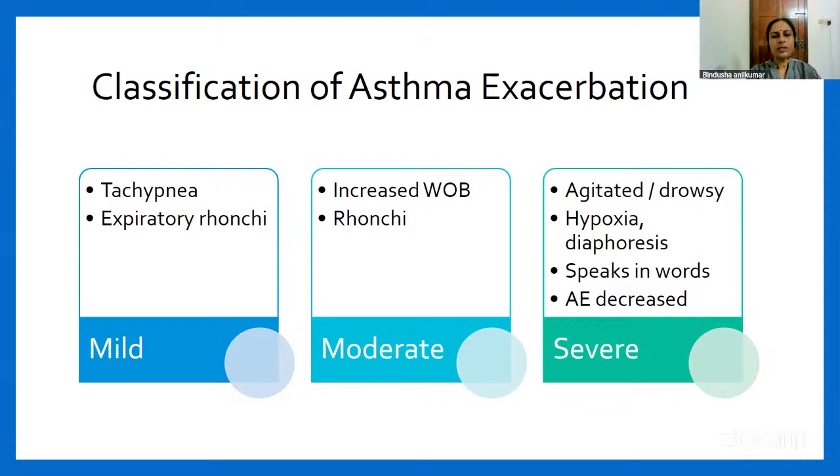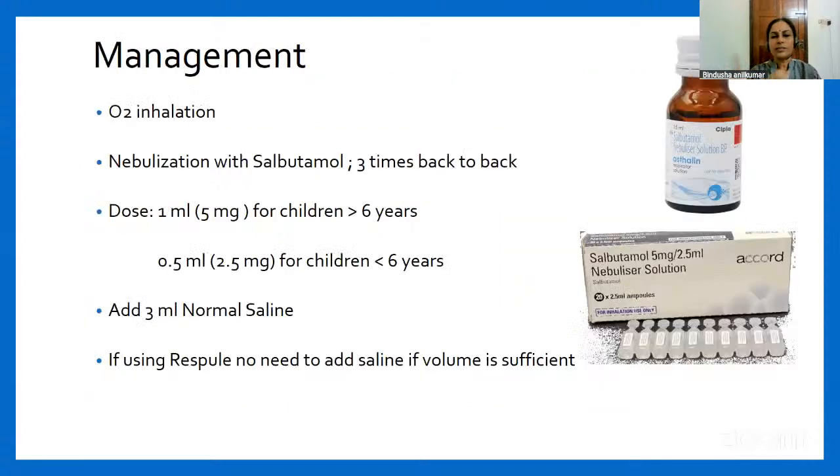So what drug do you use? The first drug that you have to use is oxygen, because this child has a saturation of only 92%. So oxygen should be started. And the mainstay of treatment in the case of asthma exacerbation is the inhaled short-acting beta agonist. That is the major. Usually we use salbutamol. Salbutamol can be used either through nebulization or an MDI with spacer. Usually in the hospitals, we go for nebulizations.